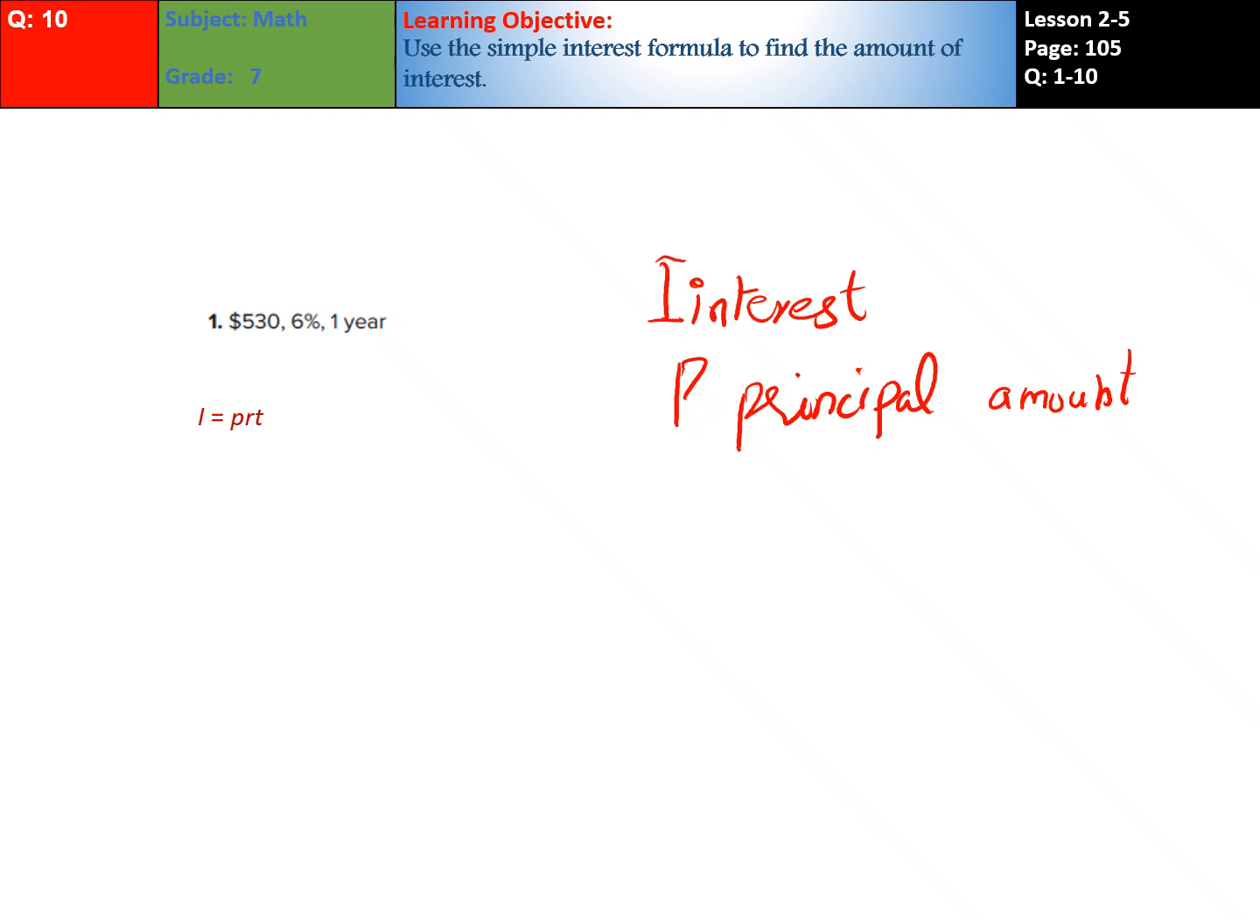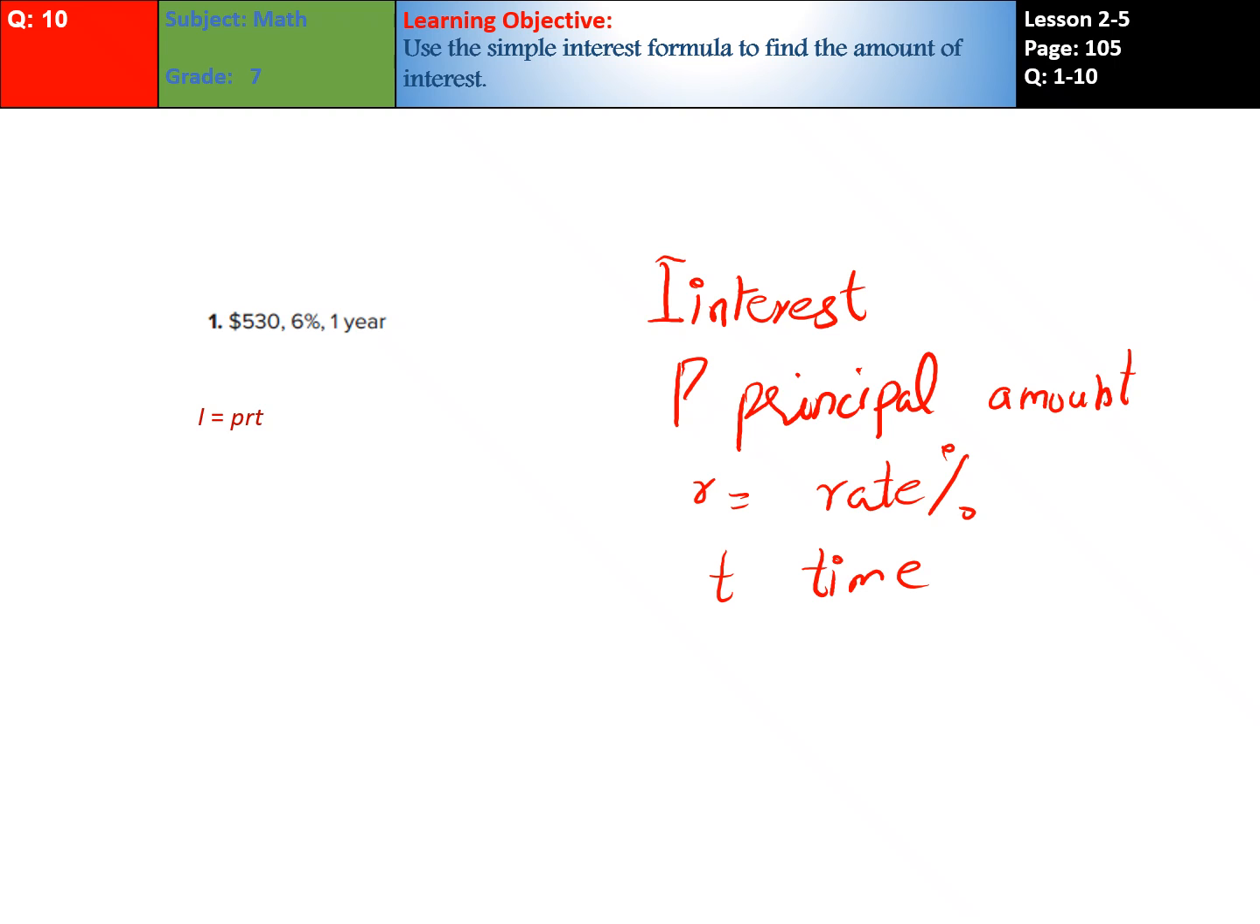Question number 7 is from 2.5. Simple interest formula. What is our formula? I is equal to PRT. I is interest. P is principal amount. R is rate percent and T is time.